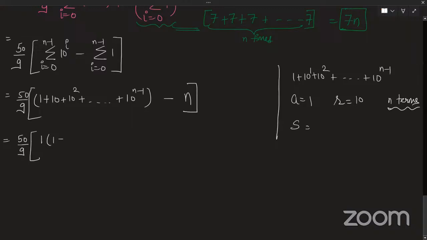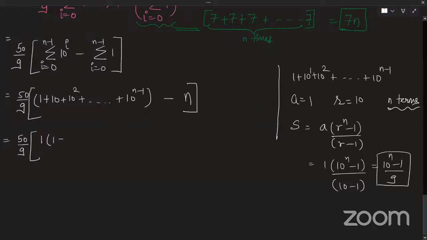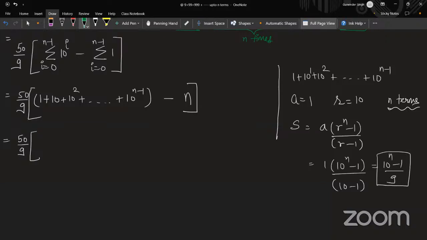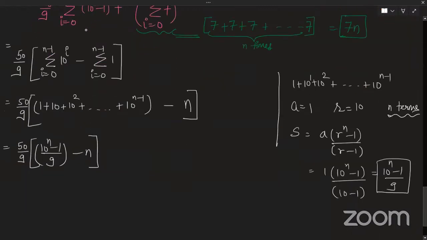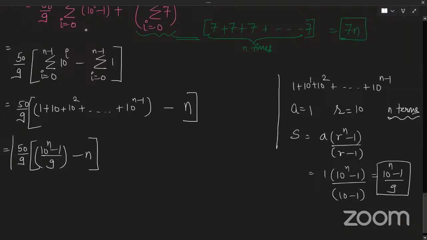What is my sum? Sum is a into r raised to n minus 1 by r minus 1. So it is 1 into 10 raised to n minus 1 by 10 minus 1. So it is 10 raised to n minus 1 by 9. Correct? Okay, great. And then we have minus n, 50 by 9. This is my value of the first sigma.